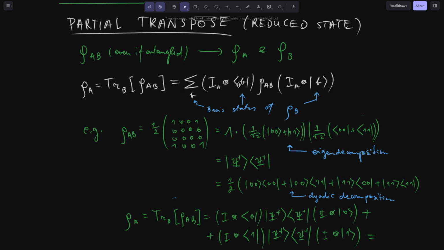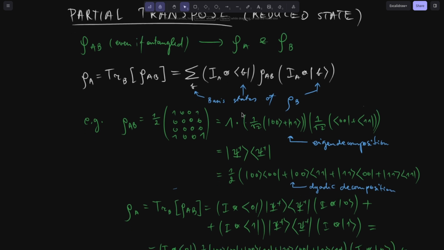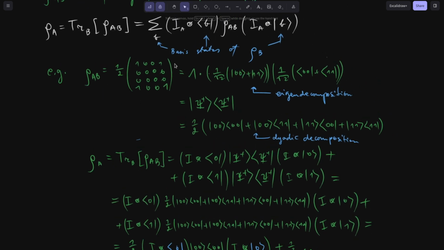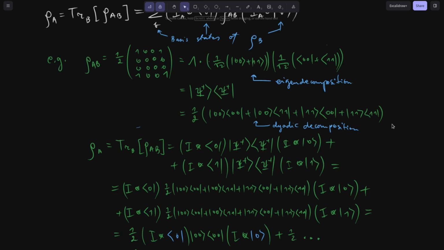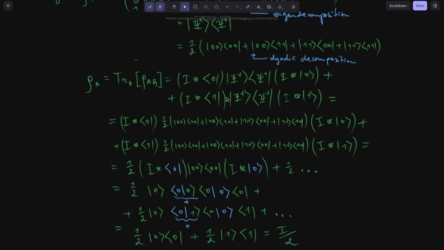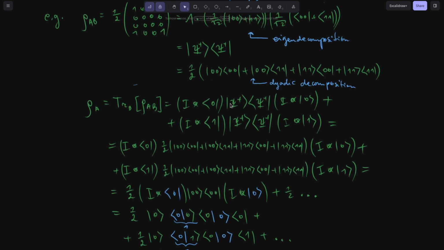So applying vector B on the B system. Vector B is just a basis state, and then we have a sum of these. For example, we have a vector like this matrix. This is an entangled state. You can write it like this by eigendecomposition. This is our dyadic decomposition. We can use dyadic decomposition for our definition. So the basis states of our system B are 0 and 1. So we have 0 applied and then 1 applied, and we have a sum of that.